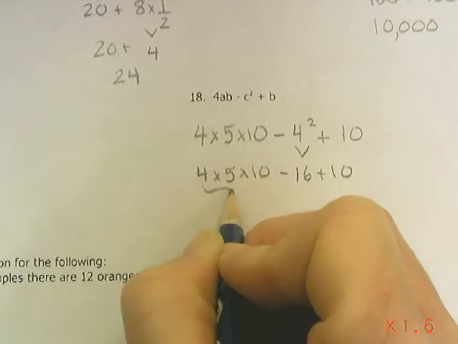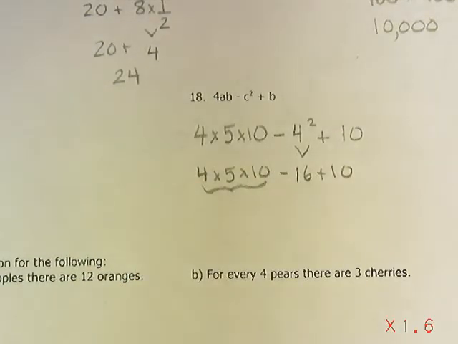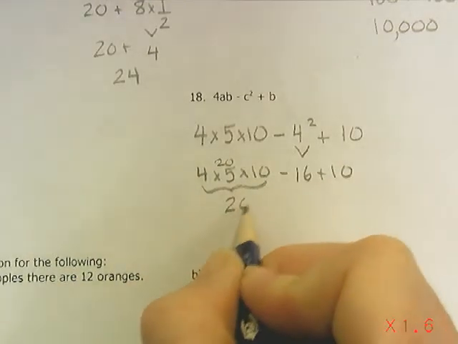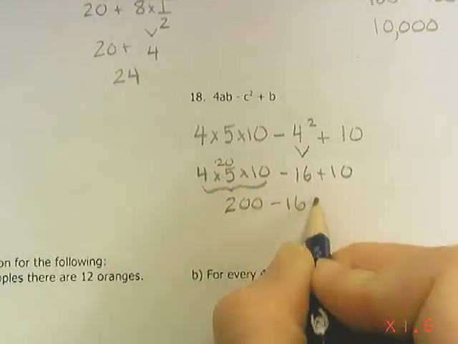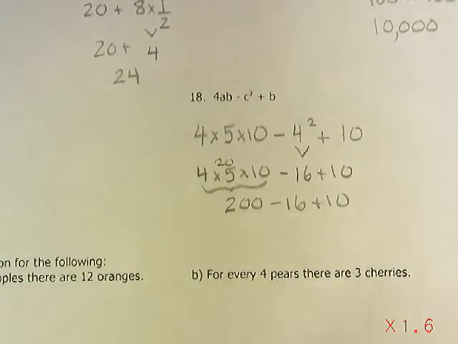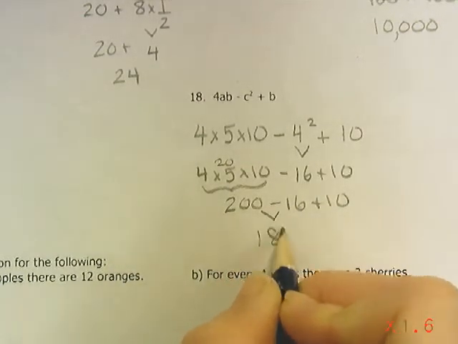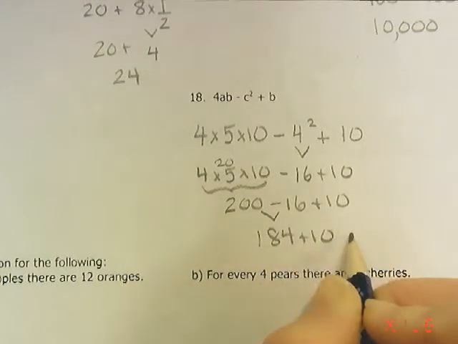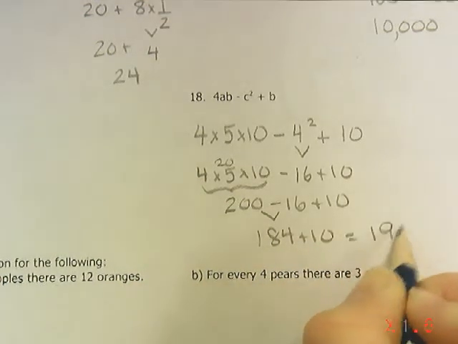I'm going to do all this multiplication at the same time. 4 times 5 is 20, and 20 times 10 is 200. So we have 200 minus 16 plus 10. Again, the subtraction is on the left. It's going to happen first. So that's 184. And 184 plus 10 is 194.